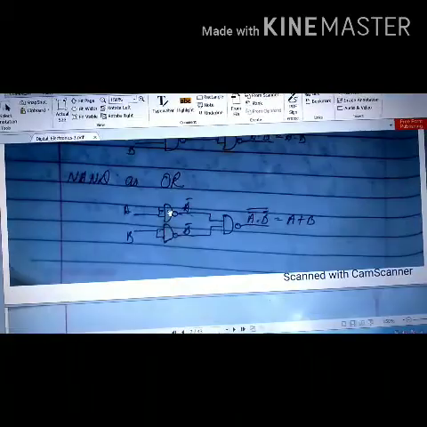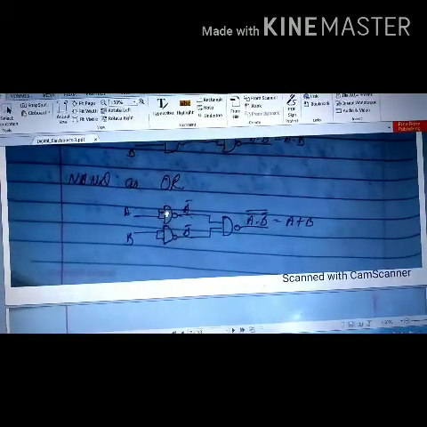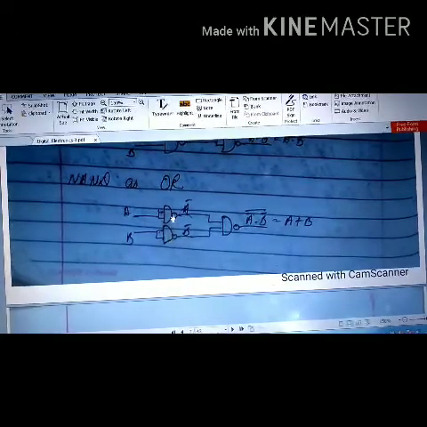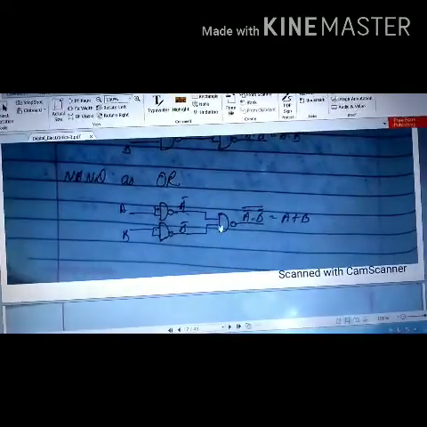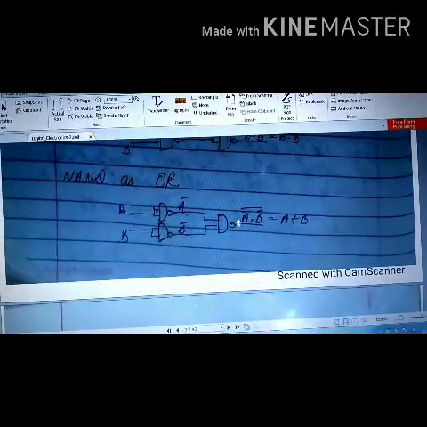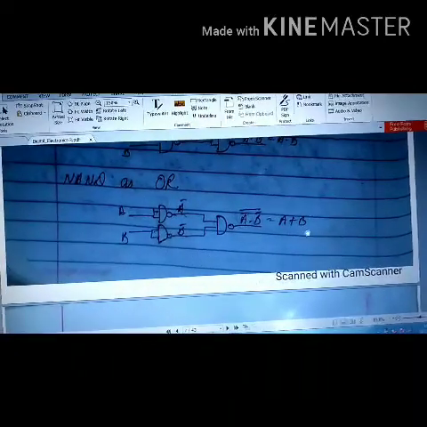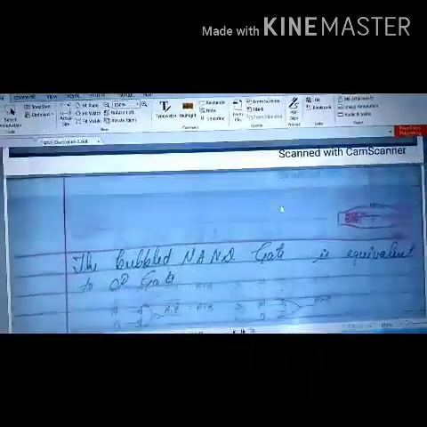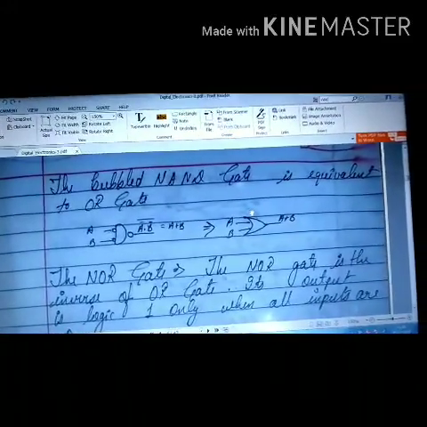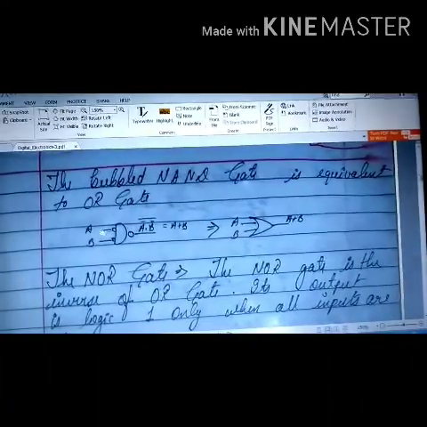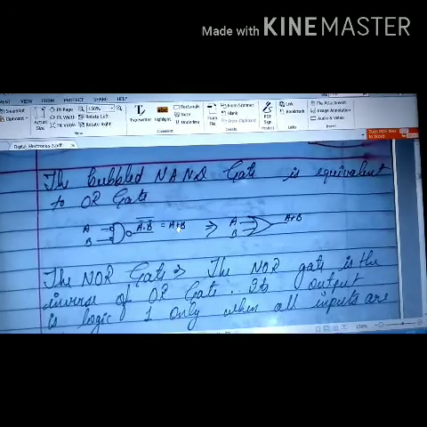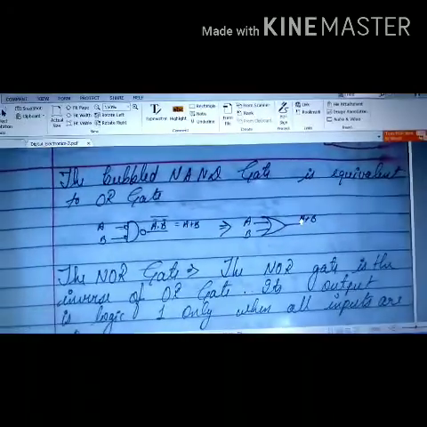Then NAND as an OR gate. Here we have got A and we have got B. This is working as an inverter, this is working as an inverter, so we will get A bar and B bar. Then we will put them through another NAND gate, we will get (A bar dot B bar) whole bar. So according to De Morgan's law, this comes out to be A plus B. Then comes bubbled NAND gate, and it is also equal to OR gate. So if we are applying bubbles at the input, it will be (A bar dot B bar) whole bar and it comes out to be A plus B, okay, which is equivalent to OR gate.